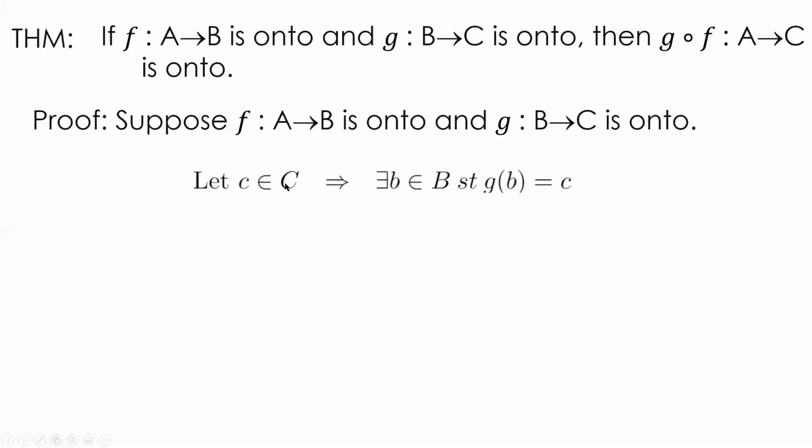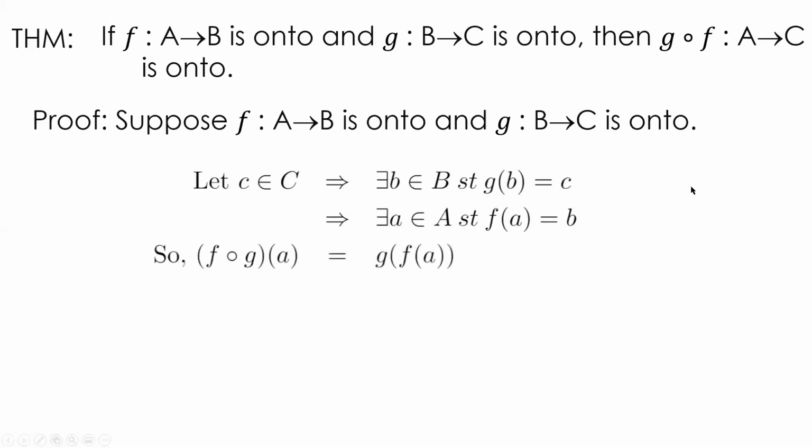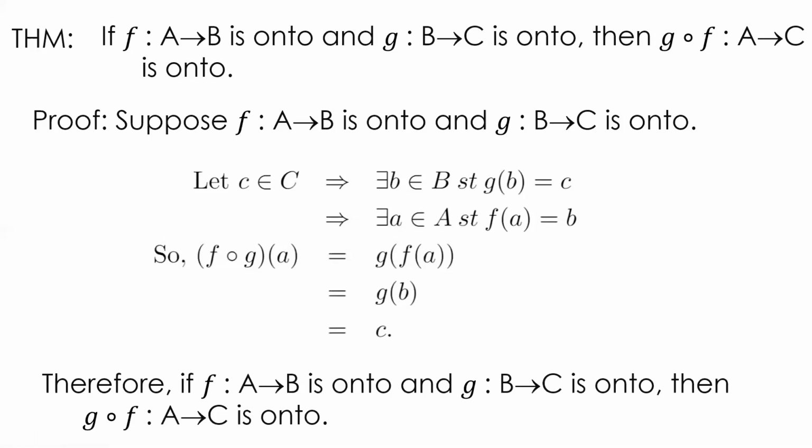Well, if little c is in big C, since g is onto, I know that there's a b such that g of b equals c. Well, since f is onto, I know there exists an a in big A such that f of a equals little b. So that is the a in the domain that will be mapped to the c in the codomain we care about. Therefore, the composition of onto functions is onto.